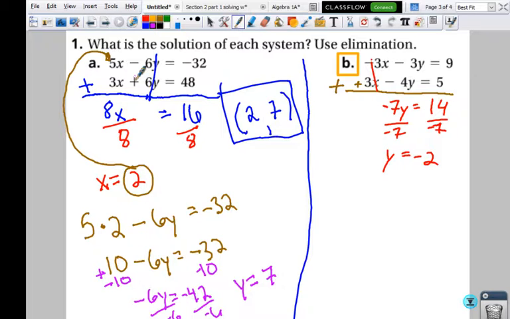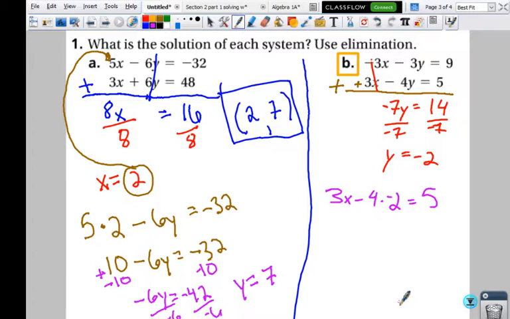Alright, we're gonna get started. So, Dylan, since you wanna go, what am I gonna do first? Plug it in. Which one? This top one. Actually, it doesn't matter. So we're gonna go 3x minus 4 times negative 2, and it's gonna equal 5.